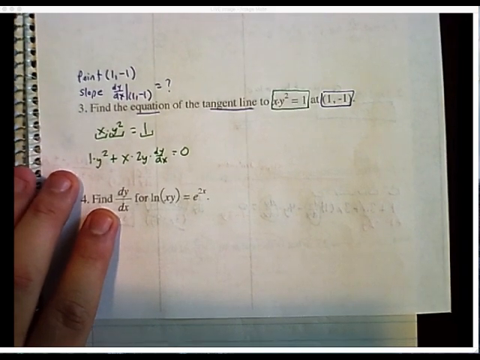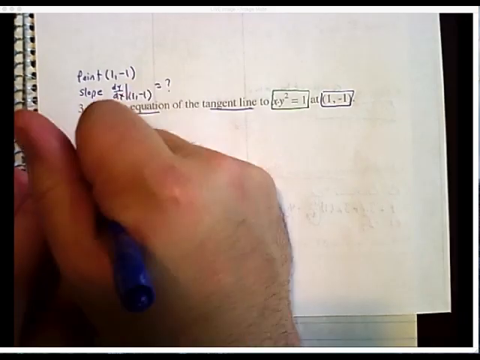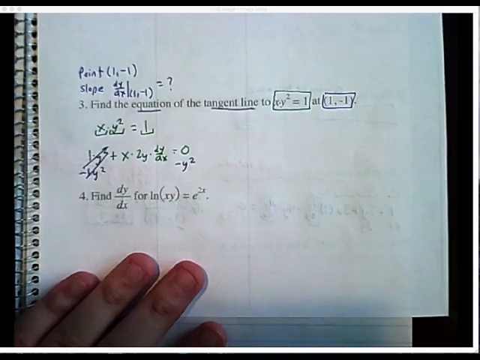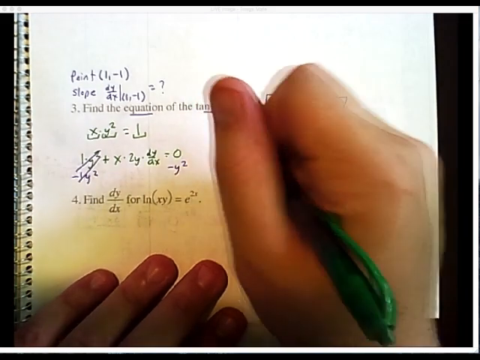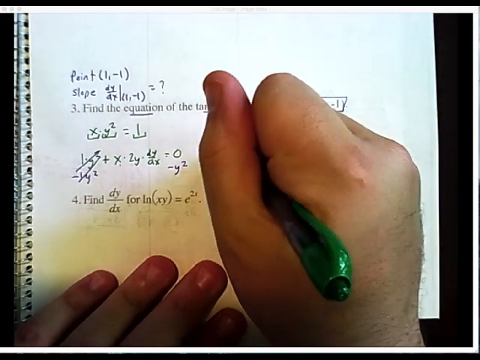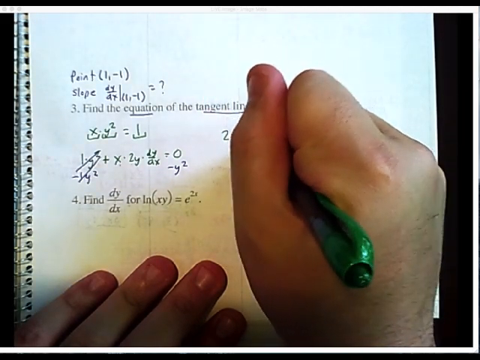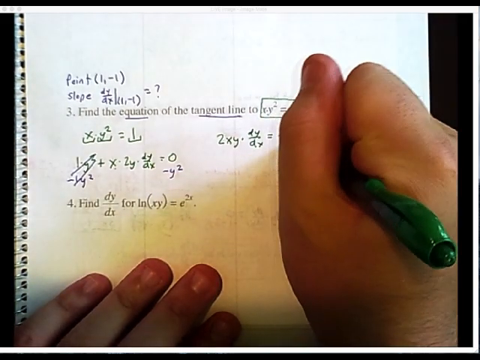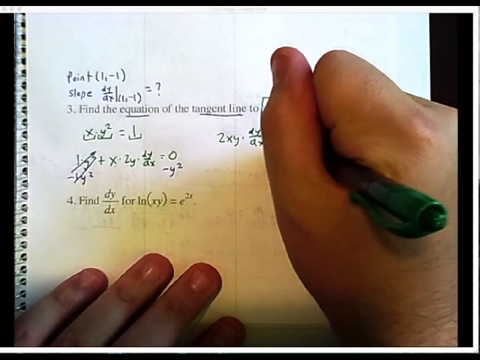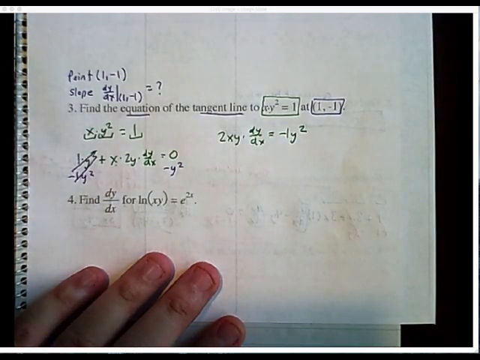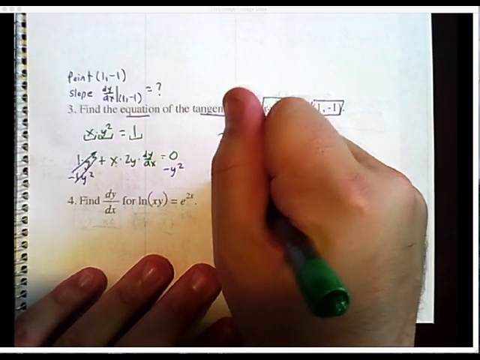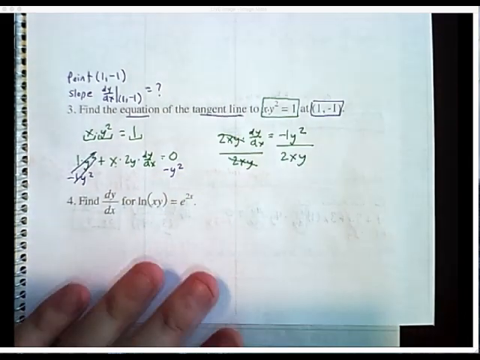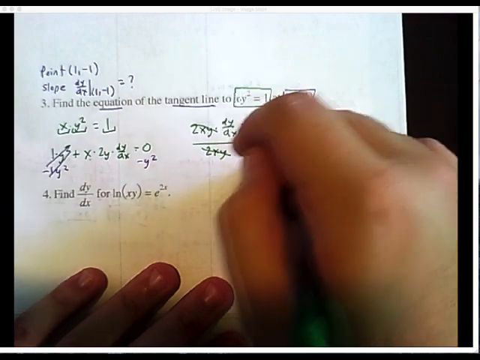Okay, so let's solve for dy over dx. Let's subtract 1y squared from both sides, which is just y squared. So now I have x times 2y is 2xy times dy over dx equals 0 minus y squared, which is negative 1y squared. If I want to solve for dy over dx, I have to divide both sides by 2xy. Okay.